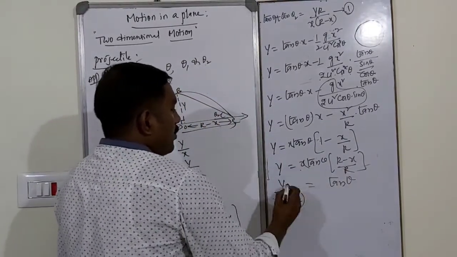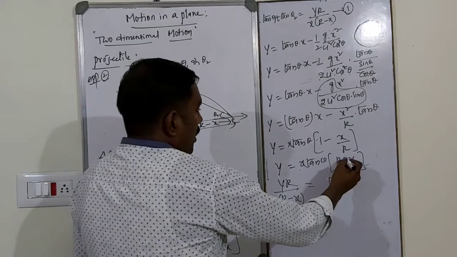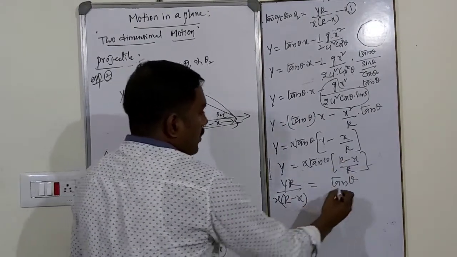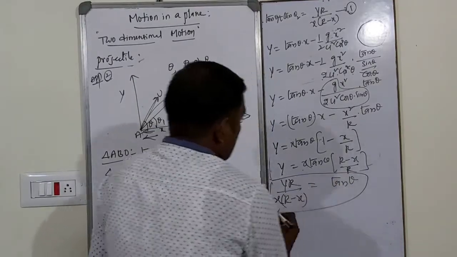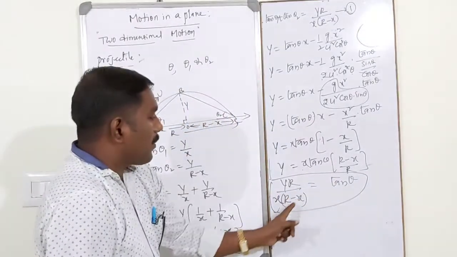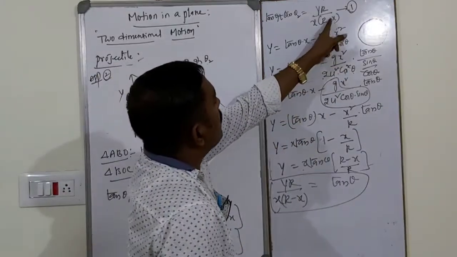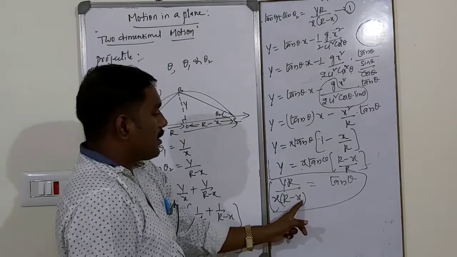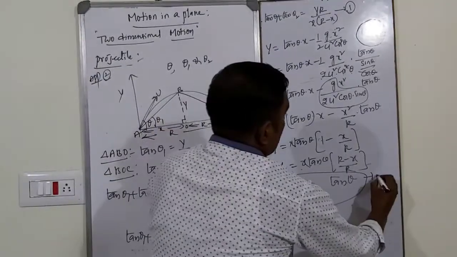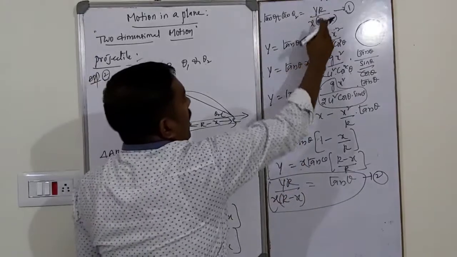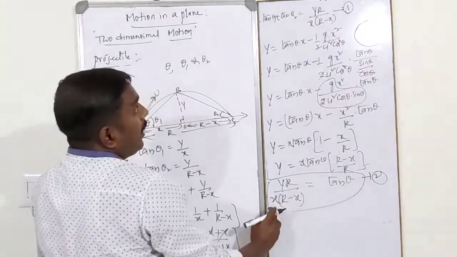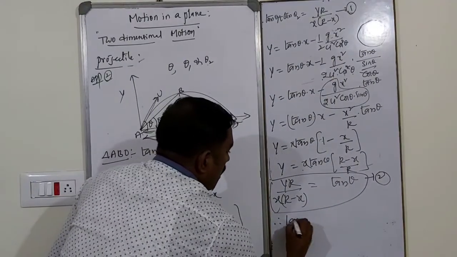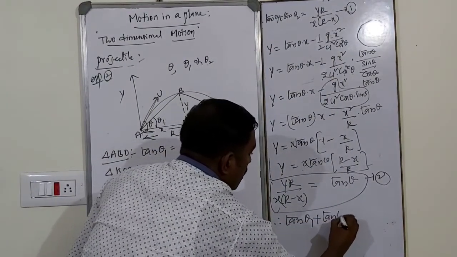Now, on cross multiplication, y r by r minus x into x is equal to tan theta. So, like this. This is the value of tan theta. Tan theta is equal to what? y r by x into r minus x. See, dear student, equation number 1: y r by r minus x into x. So, this is equation number 2. So, what is the value of y r by x into r minus x? It is tan theta. So, substituting in this equation, finally, tan theta 1 plus tan theta 2 is equal to what?